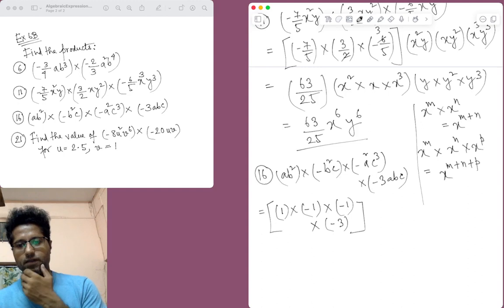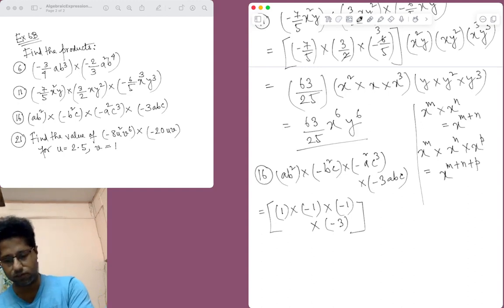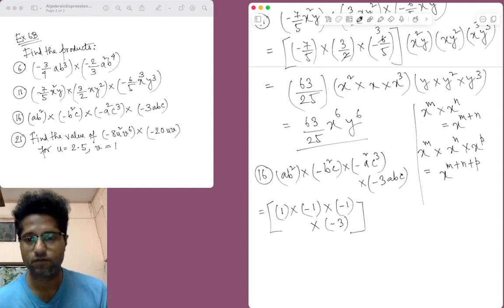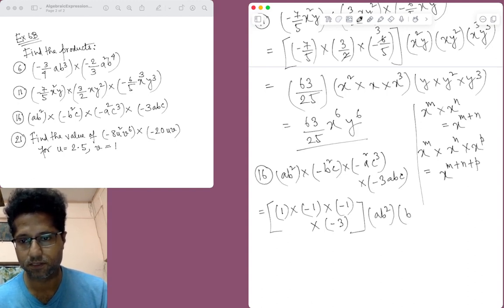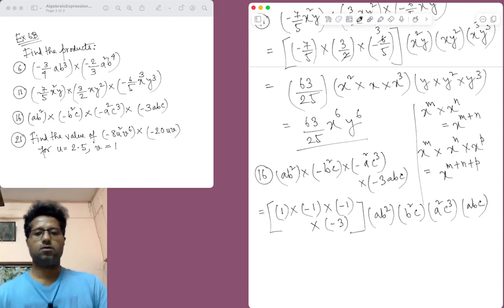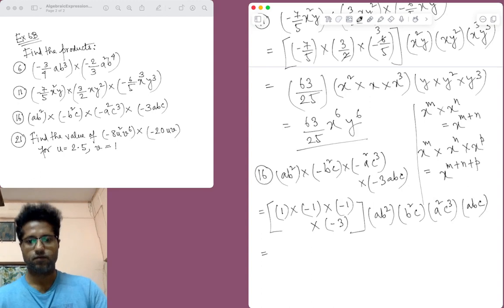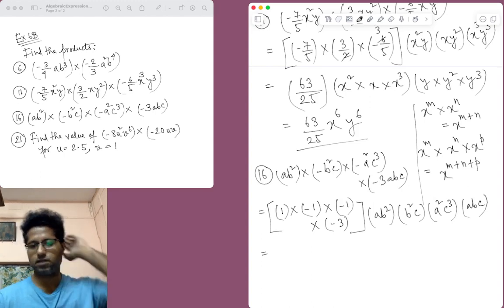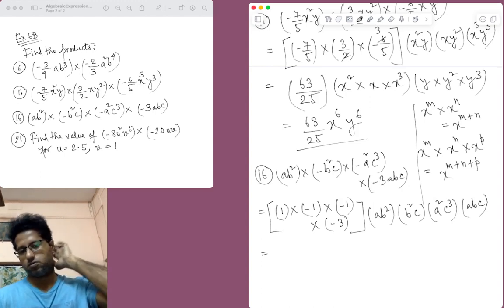Now we will find the product of the literal coefficients of all the terms. The literal coefficient of the first term is ab square. The literal coefficient of the second term is b square c. The literal coefficient of the third term is a square c cube, and the last term is abc. Okay. Now this becomes 1 into minus 1 into minus 1 into minus 3. So it will be minus 3.